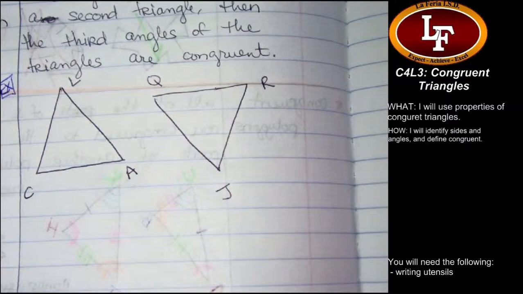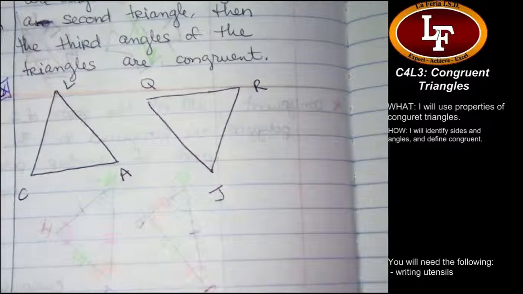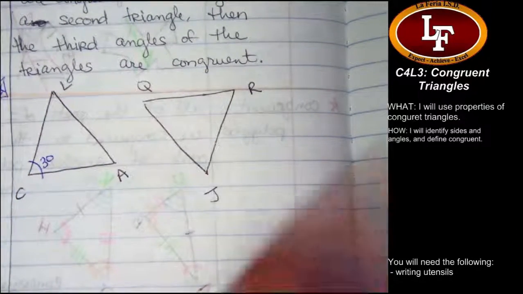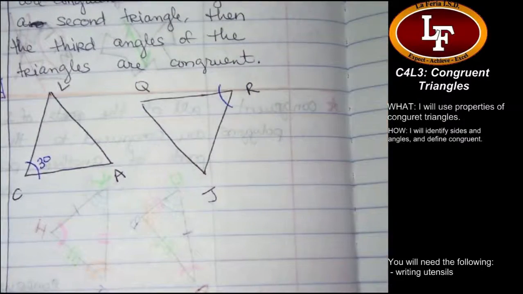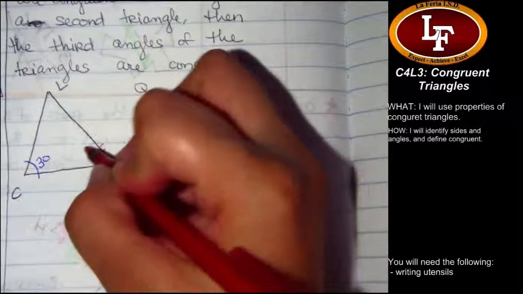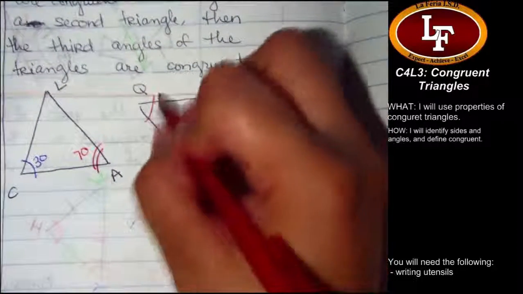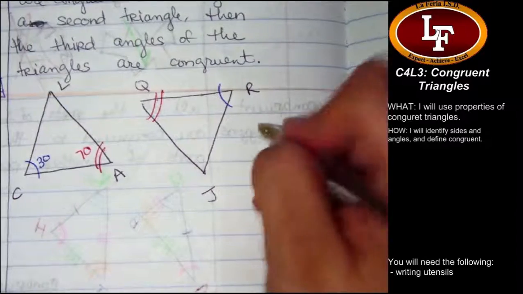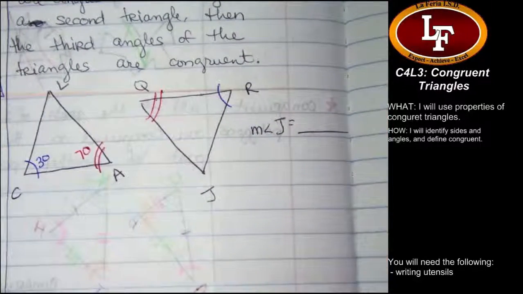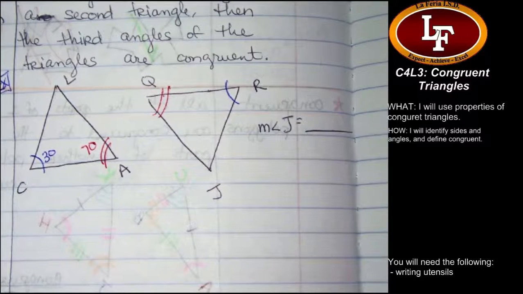All right. Let's get some numbers and some congruent markers in there. Let's make C 30 degrees and make R congruent to C. Let's make A be 70 degrees and let's make it congruent to Q. And then we're going to be asked to find the measure of angle J. Oh, and no, just J.